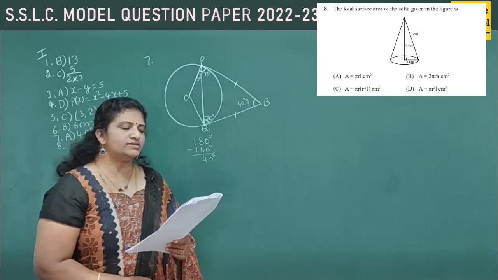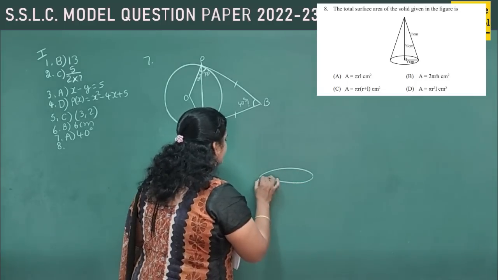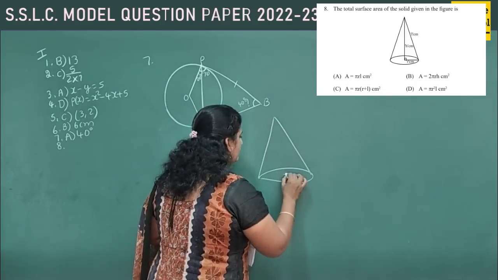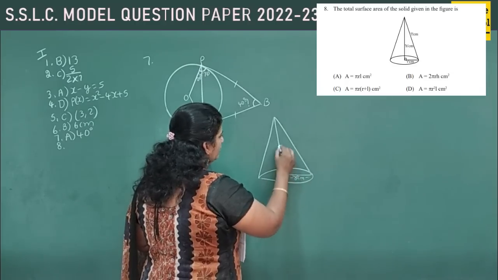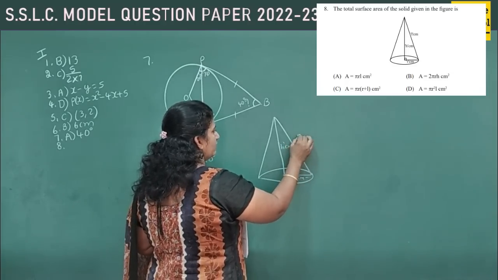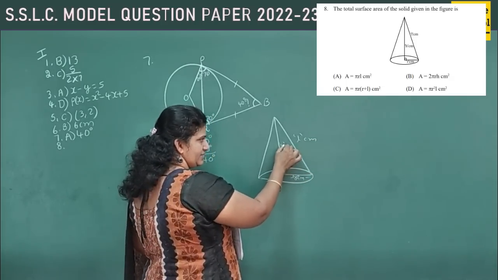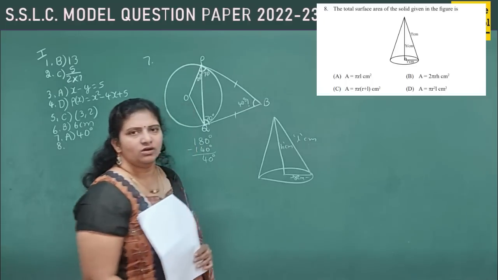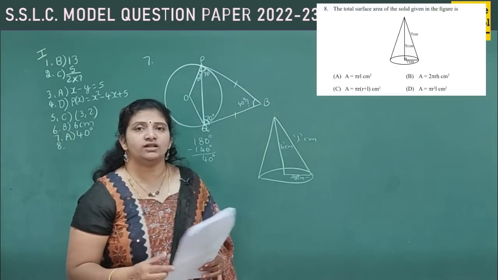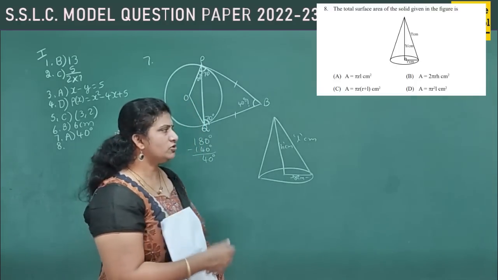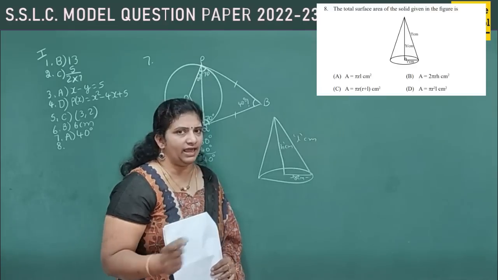8th one. The total surface area of the solid given in the figure is. They have given us a figure. Observe the figure carefully. What is this figure? Immediately you will say it is a right circular cone. Right? And radius R centimeter, height H centimeter, slant height L centimeter. What is the solid? It is a right circular cone. Your question is total surface area of the solid. What is total surface area of this solid cone? It is pi r into r plus L.